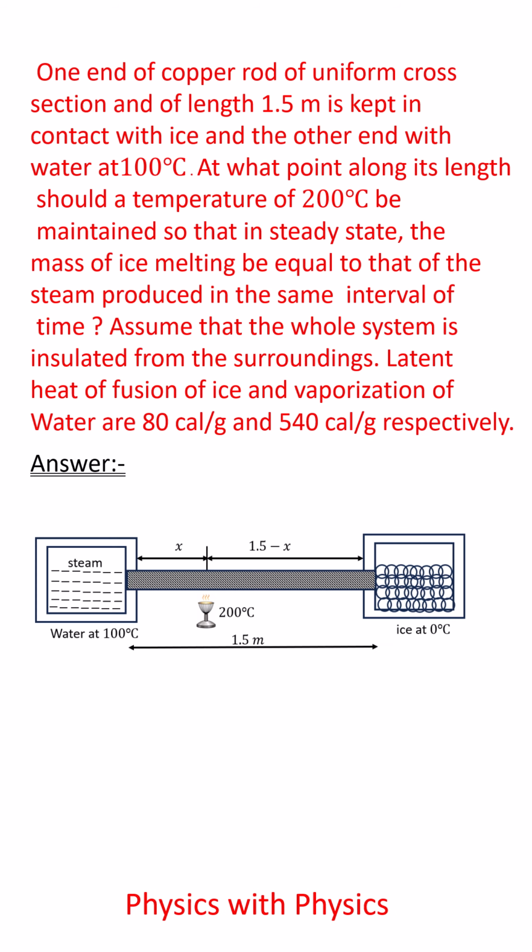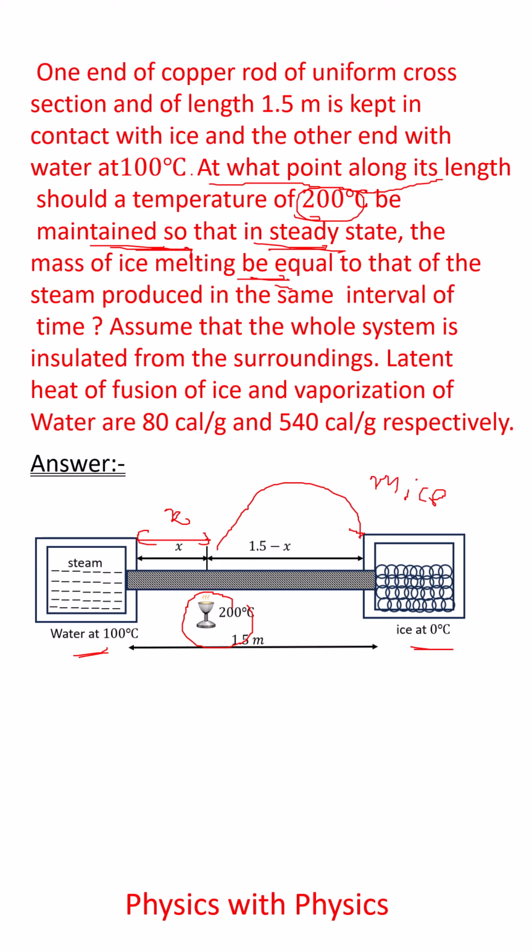We put this 200 degrees Celsius at a length x from steam or water so that in steady state the mass of ice melting is equal. When heat energy passes from this point to this point, ice here melts. M ice is equal to that of the steam produced in the same interval.